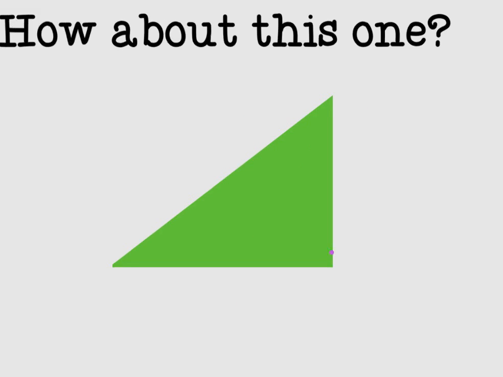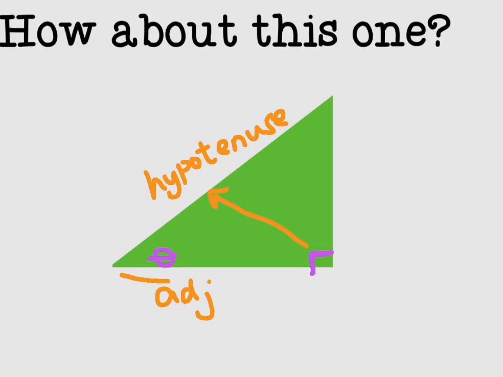So here's my angle theta, here's my right angle, here's theta on this side. So the first thing, label your hypotenuse. So here's my hypotenuse. And if this is my theta here, this is the adjacent side because it's touching this angle. And then this becomes my opposite.